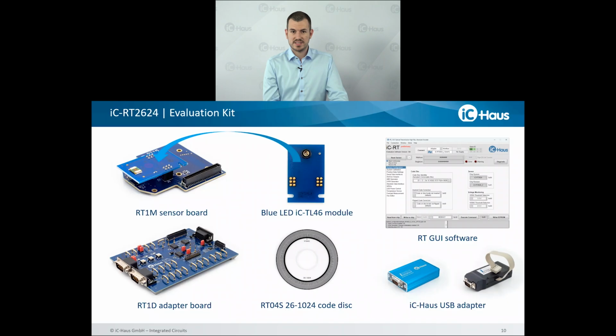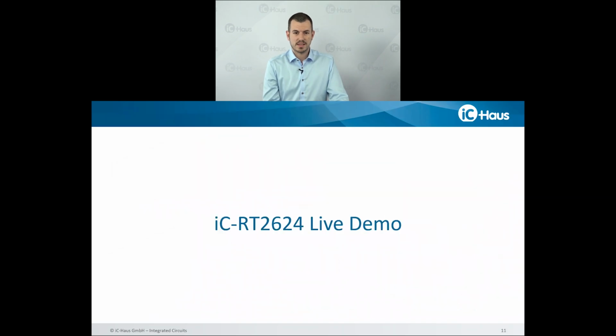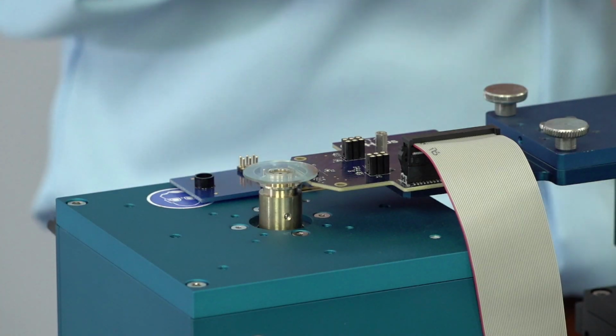Okay, enough words said. Let's get practical. iC-RT2624 live demonstration. I will be happy to set up a 26-bit absolute encoder here with the device in minutes. Okay, so right to my next, there is the setup. And I first like to explain a little setup here. So taking one step to the right.